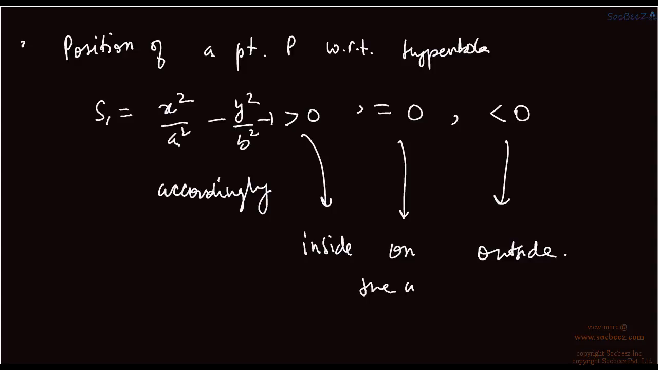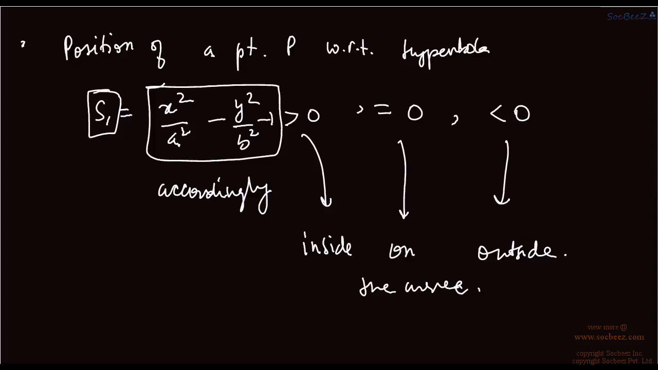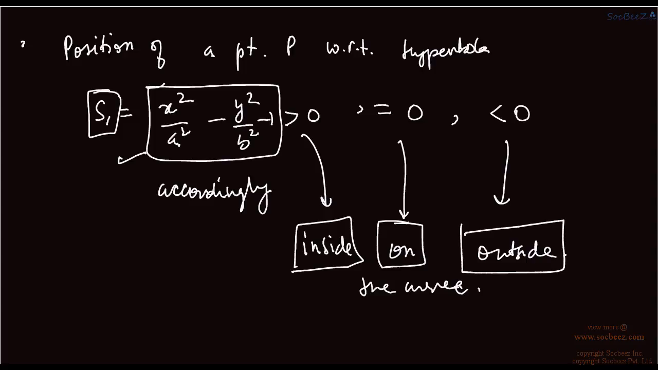Okay, outside the curve, the hyperbola. So you have to calculate this S1, the value of x square by a square minus y square by b square minus 1. If it is greater than 0, then it will be inside the hyperbola. If it is equal to 0, then it will be on the hyperbola. If it is less than 0, then it will be outside the hyperbola.